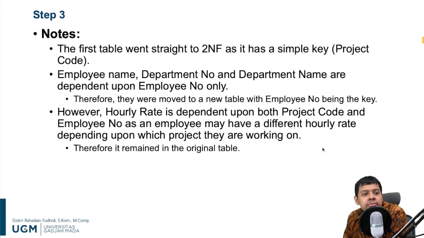These are the steps. There are some notes. The first table went straight to 2NF as it has a simple key, which is the project code. Then the employee name, department number and so on are dependent upon employee number only. Therefore, they were moved to a new table with the employee number being the key. However, the hourly rate still depends upon both the project code and the employee number. As an employee, we may have a different hourly rate depending upon which project they are working on. Therefore, it remains in the original table.